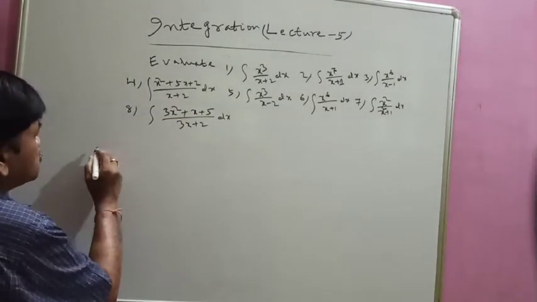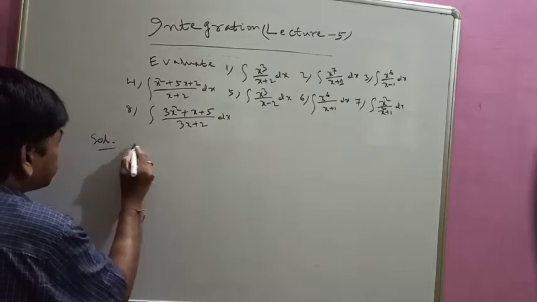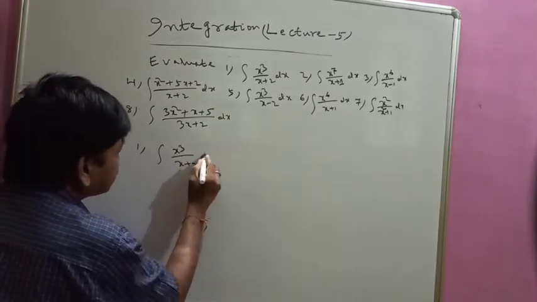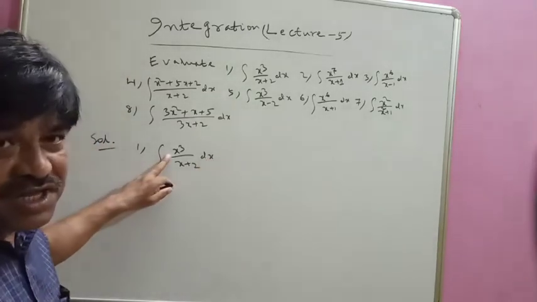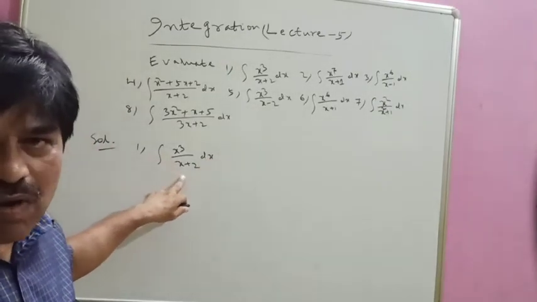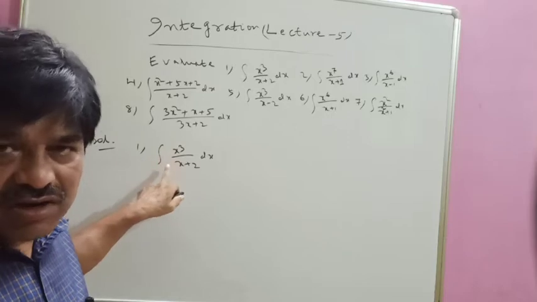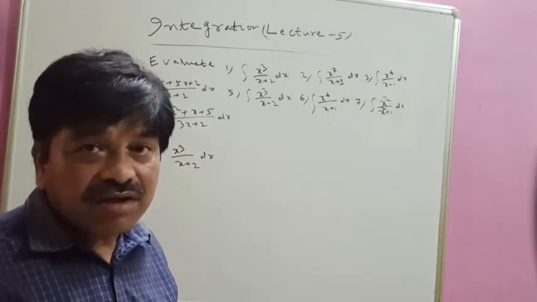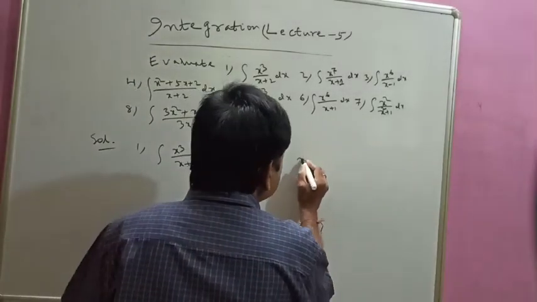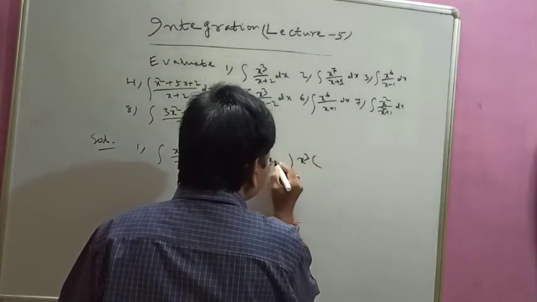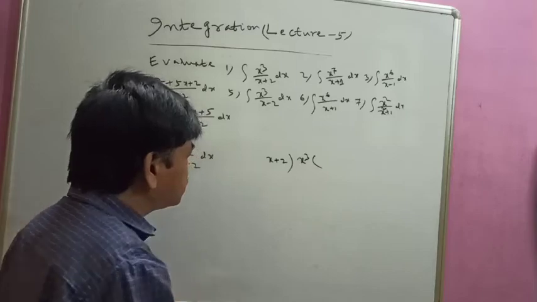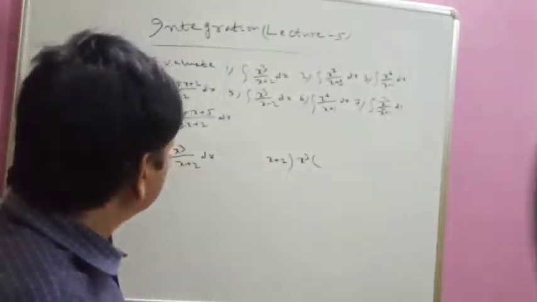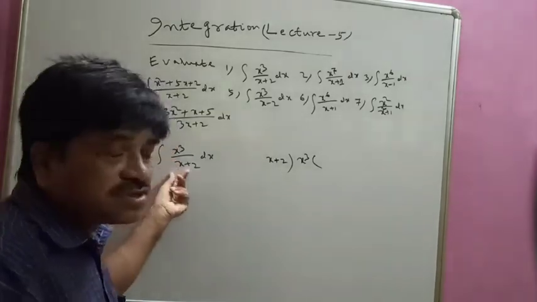Let us solve question 1: x cube by x plus 2. Here the degree of the numerator is 3 but the degree of the denominator is 1. So the degree of the numerator is greater than the degree of the denominator, and we have to divide the numerator by the denominator by the long division method. When you are doing division, you must write the numerator in descending order, and the denominator also in descending order.